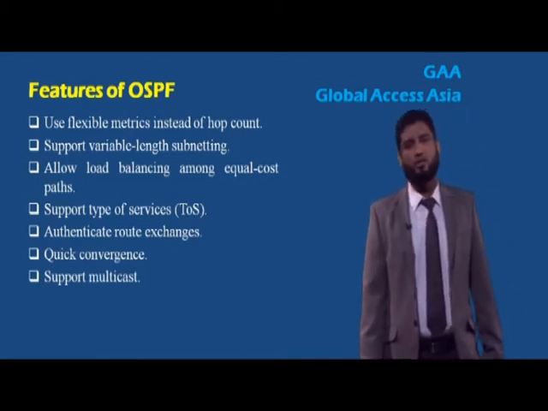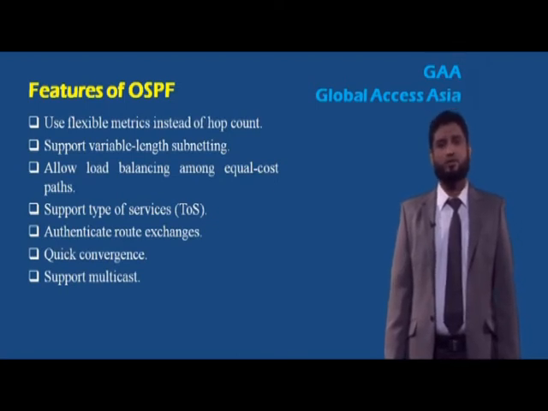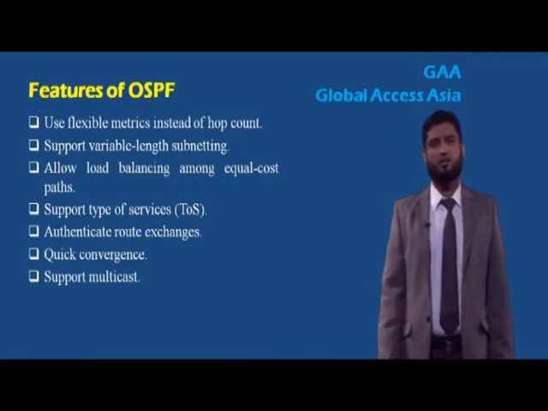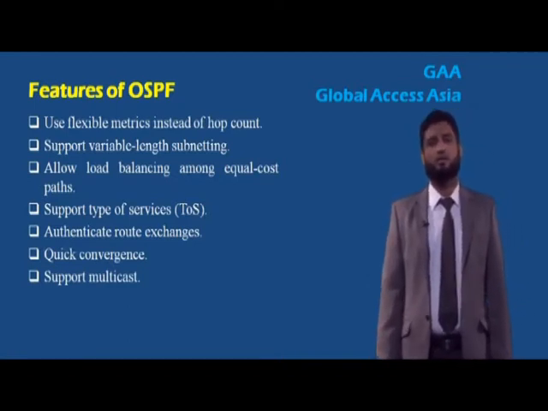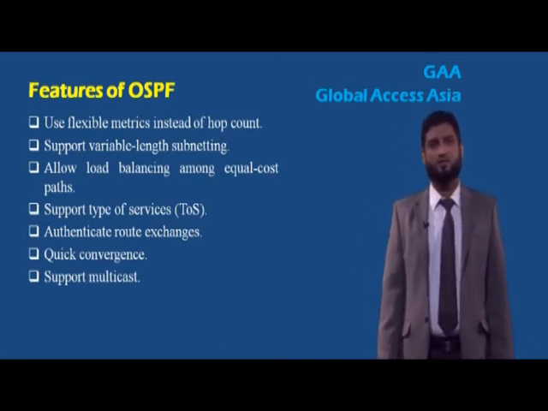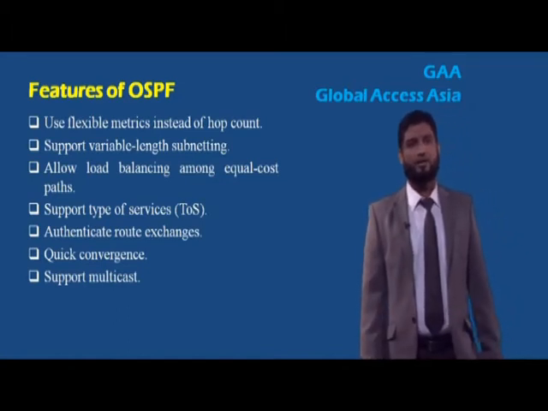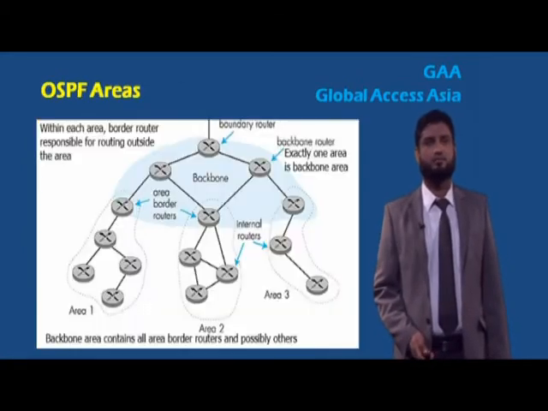Quick convergence is also one of the basic parameters of OSPF, because there are some features here, such as LSP flooding, and a lot of information will be exchanged in this topology. So convergence time should be faster, which is a required property of this OSPF configuration. That's why it is highlighted here: quick convergence, and of course support of multicast.